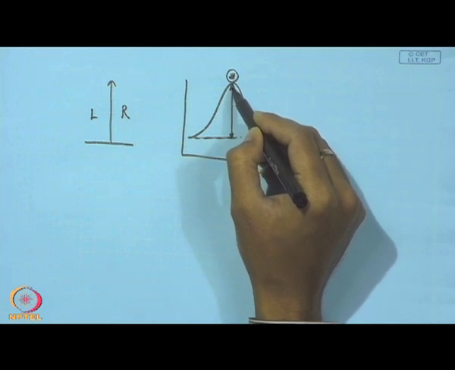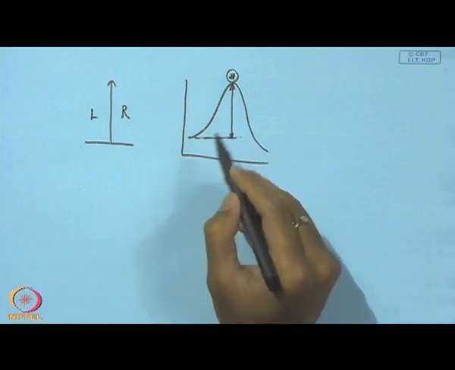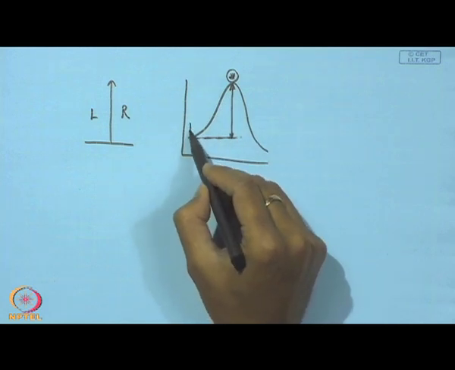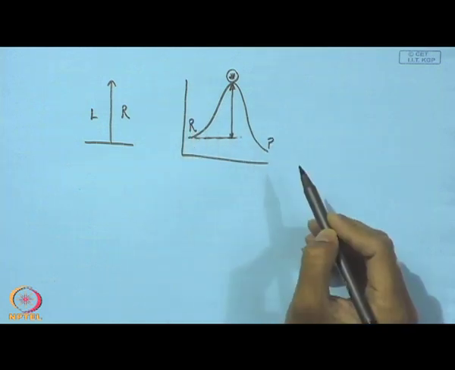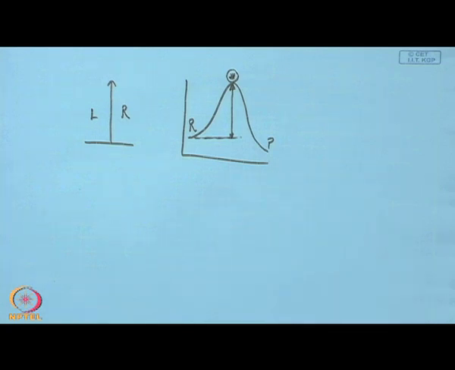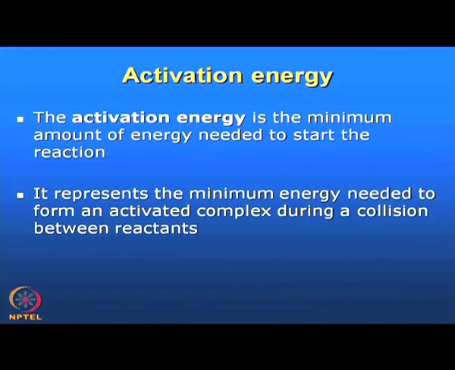That means the activated state is a must for the transformation from your reactant side to your product side, and it represents the minimum energy needed to form an activated complex during a collision between reactants. I will come to why I am referring to collision later on, when I discuss the theory of reaction rates. Okay.